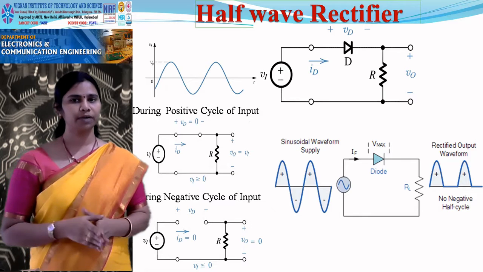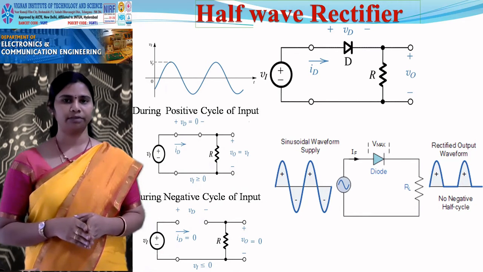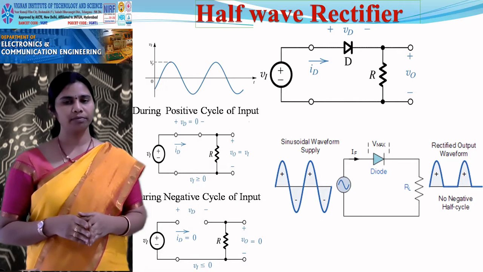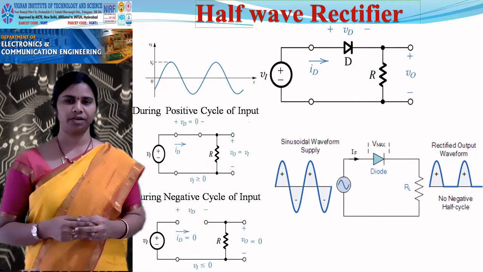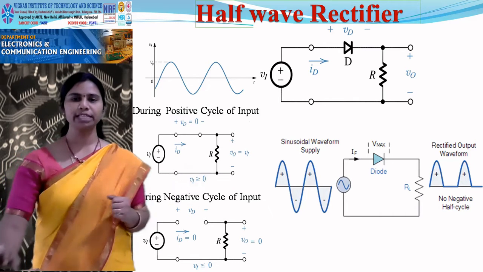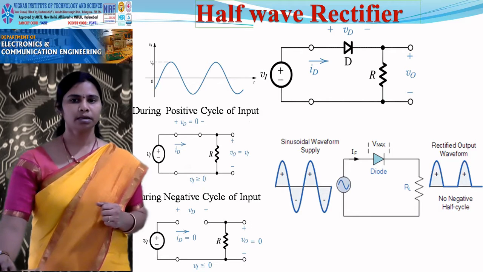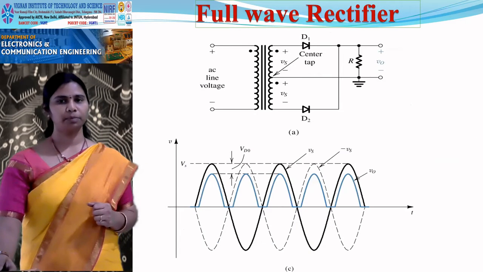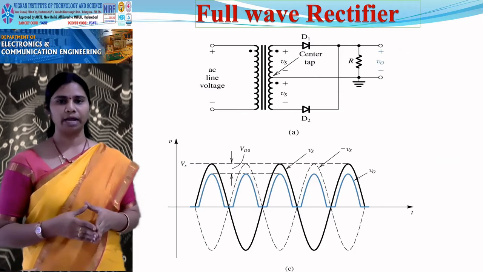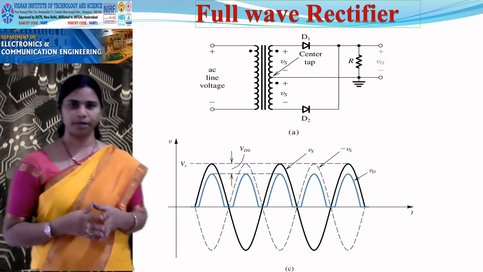The second rectifier is the full wave rectifier. How many types do we have? We have two types of full wave rectifier. One is using a center tap transformer. One is using a bridge rectifier, that means using 4 diodes connected in the form of a bridge.